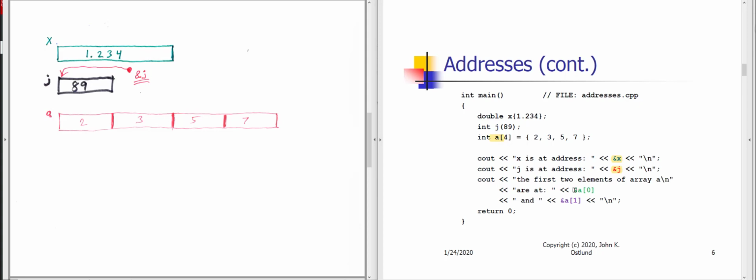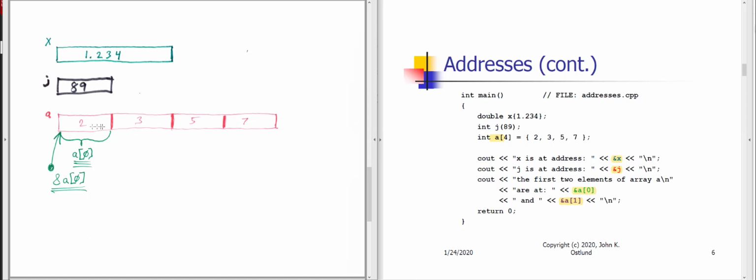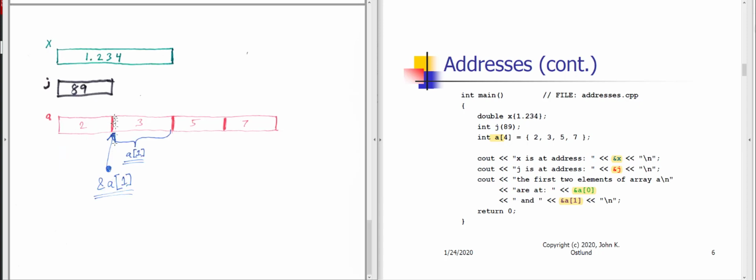And later, here I'm asking for the address of the element A sub 0, and also the address of the element A sub 1. All right, so A sub 0 is this 4-byte int containing a 2, and address of A sub 0 is going to be the address of the first of those 4 bytes. Address of A sub 1 is going to be the address of the first byte in A sub 1, that is the int that's currently containing a value of 3.